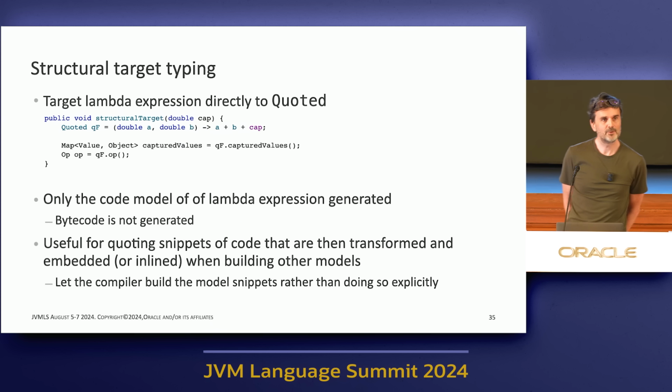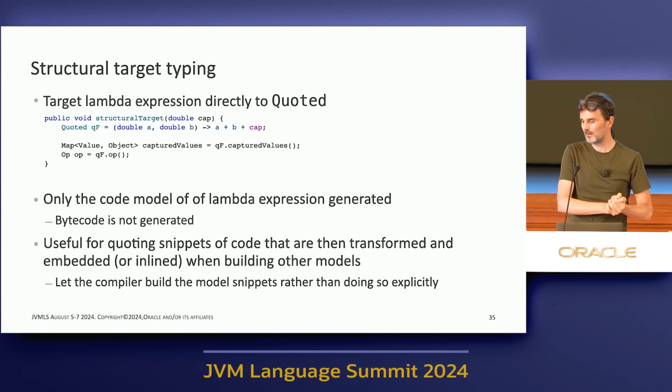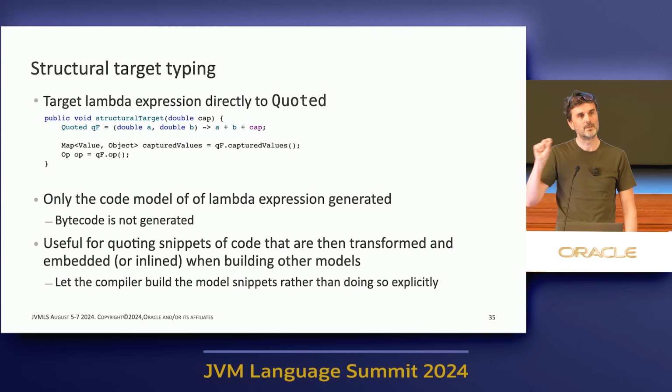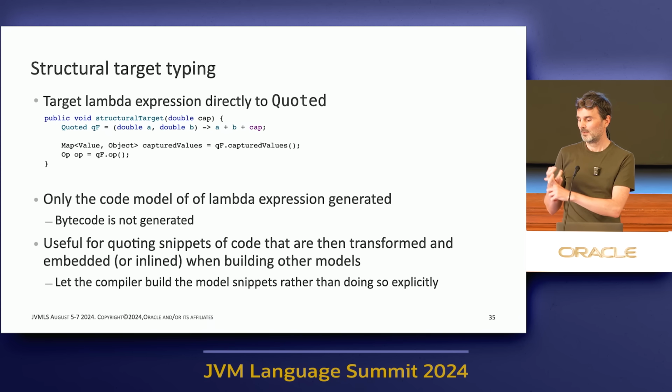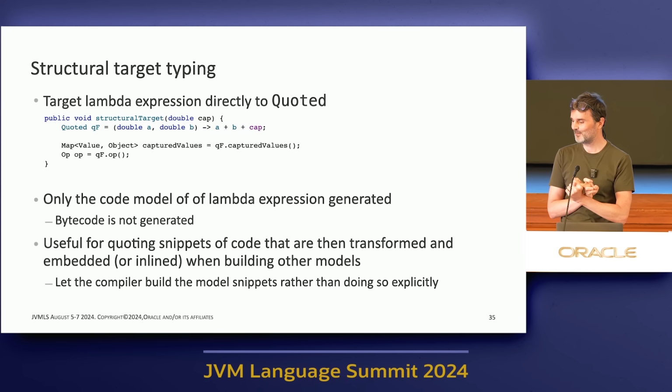So here's another one we're a little unsure about. It's called structural target typing. So the target lambda expression, instead of making it quotable, we can directly target it to quoted instead. And to do that, we have to specify the types and names of the parameters of the lambda expression. You can still capture variables and so forth, but actually there is no bytecode generated for this at all. It doesn't make sense. It's totally symbolic. And that's possibly going a little too far in terms of capabilities, I don't know yet.